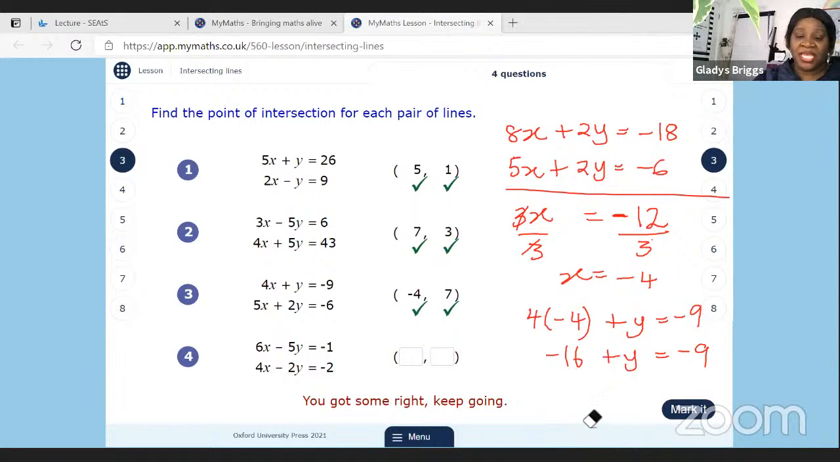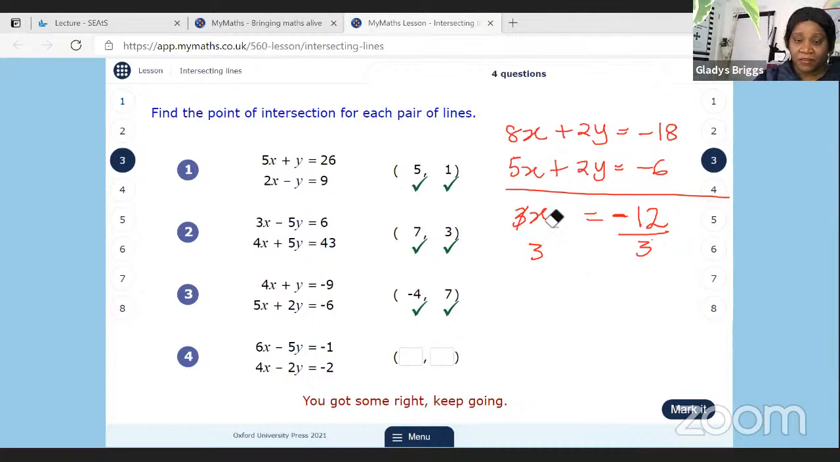How about the last one? Anybody did the last one? Did you do question 4?